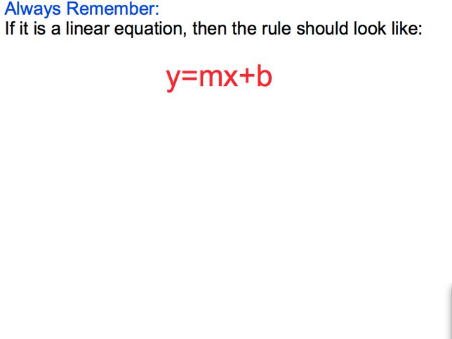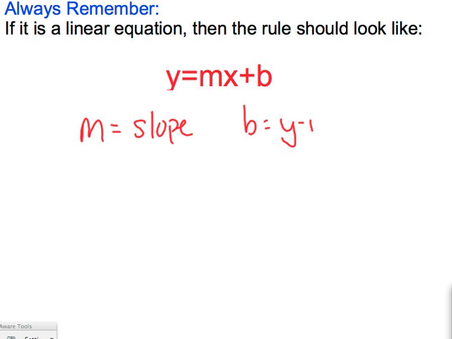If it's a linear equation, then the rule should look like y equals mx plus b. Okay, so don't forget, m is your slope, and b is your y-intercept. We can also think of this as the starting value on the y-axis. So our goal here is to be able to write rules given limited information.